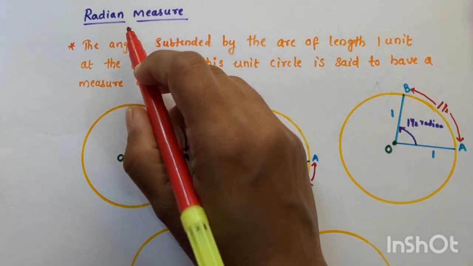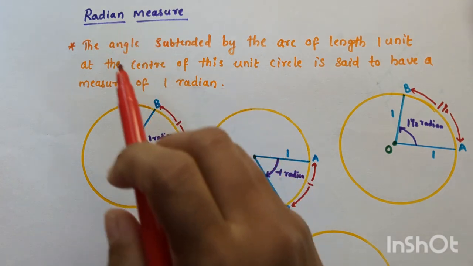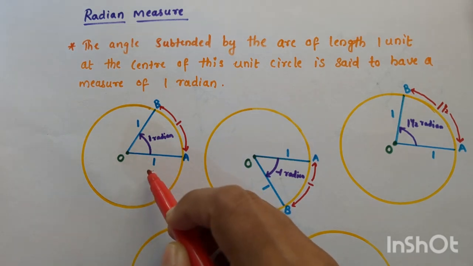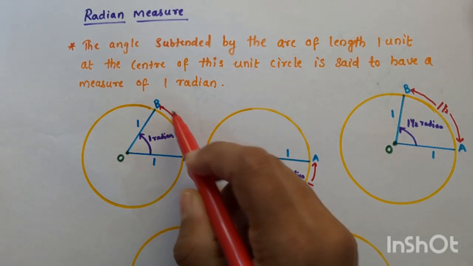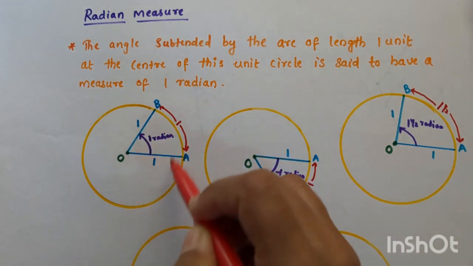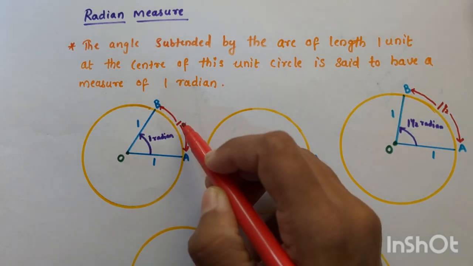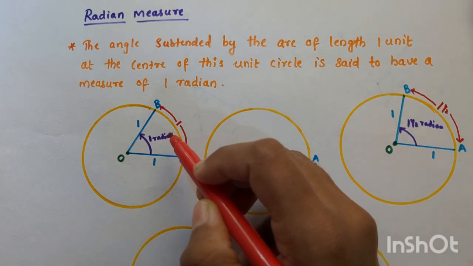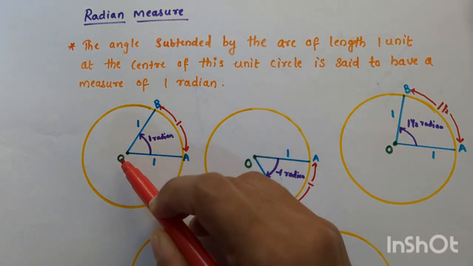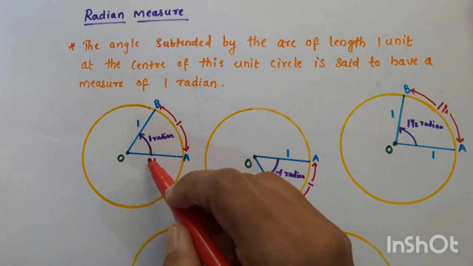Now, let us talk about the radian measure. You see, this is also a unit of measurement of an angle. So, consider a unit circle, that is a circle of radius 1 unit. Now, consider an arc of length 1 unit in the unit circle. Then the angle subtended by this arc of length 1 unit at the center of this unit circle, that is this angle, is said to have a measure of 1 radian.